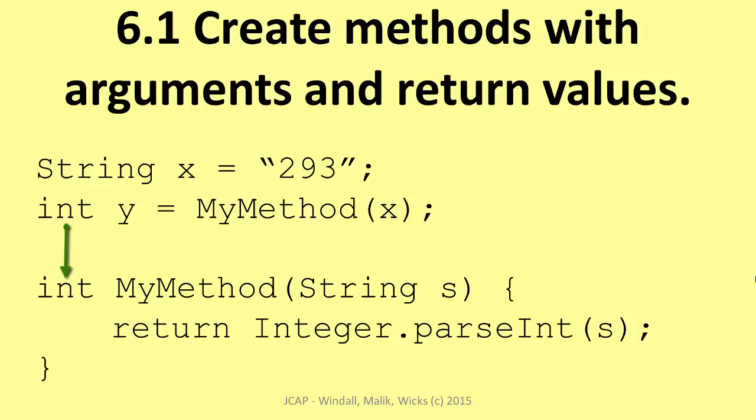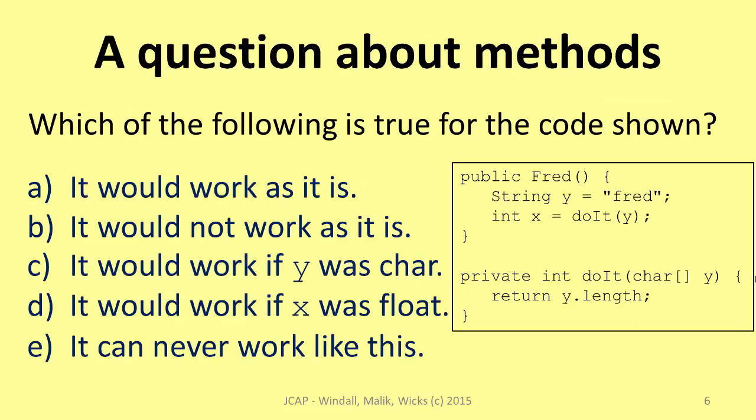And since y is an integer, myMethod has to be an integer. And since myMethod is an integer, the return statement has to return an integer. And that's what we've got here. Matching these up can be a little complicated when you start, but you'll soon get the hang of that. So let's have a question. I'll give you a moment or two to look at this, and then you tell me which are the correct answers.